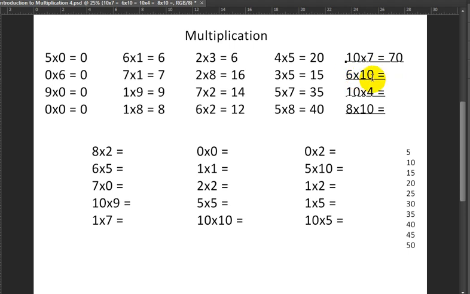Next up, what number am I multiplying 10 with here? That would be 6. So my answer is going to be 6 with a 0 at the end. 60.